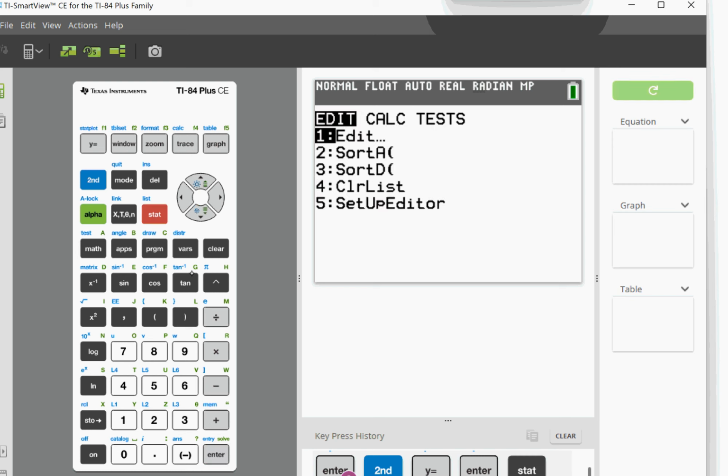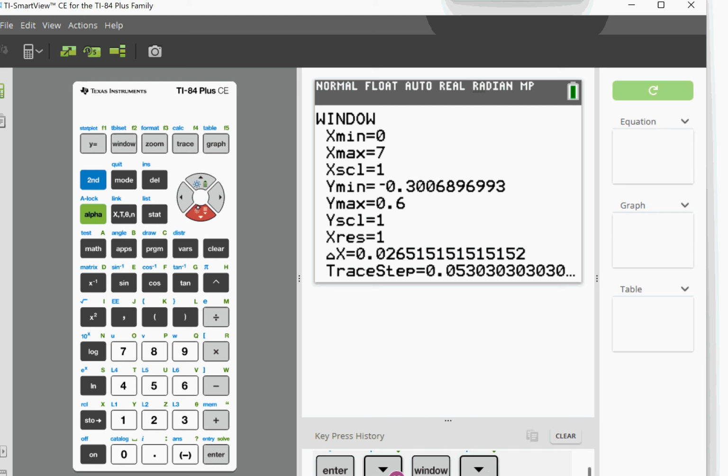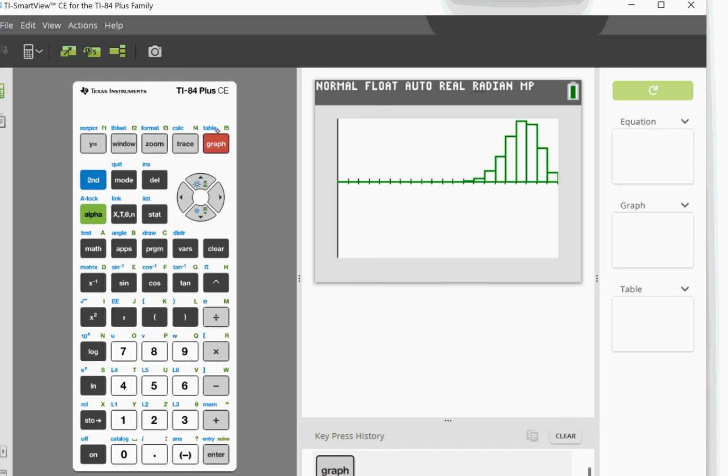Let's go back to Stat Edit for a moment. And I'm just going to look down list 2. And if I look at all these probabilities, the biggest one I see is a 0.18, 0.24. Oh, wow. So there's no probability bigger than 0.25. So I'm going to go to Window now. My Xmin should be 0. My Xmax should be 21 because it's 1 bigger than the biggest number. The Xscl should be 1. And here's where we're going to be clever. For my Ymax, I'm just going to make it 0.25 because there was no probability bigger than that. So let's press Graph and see what we get.